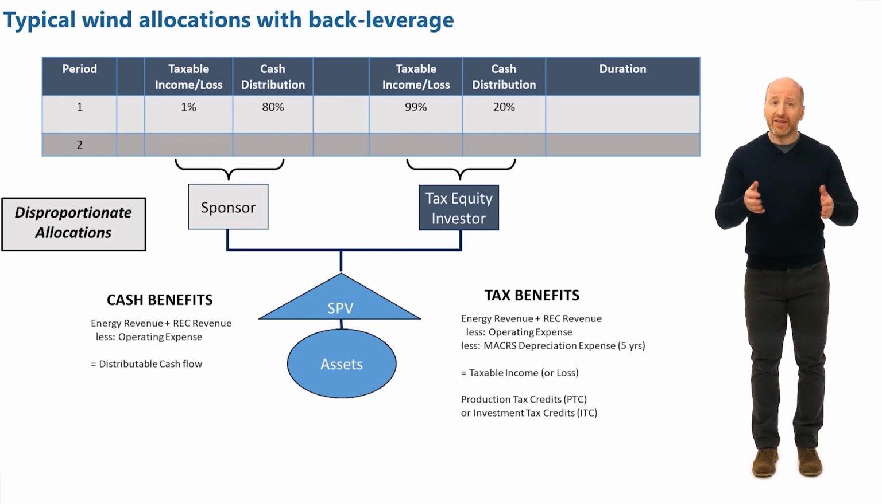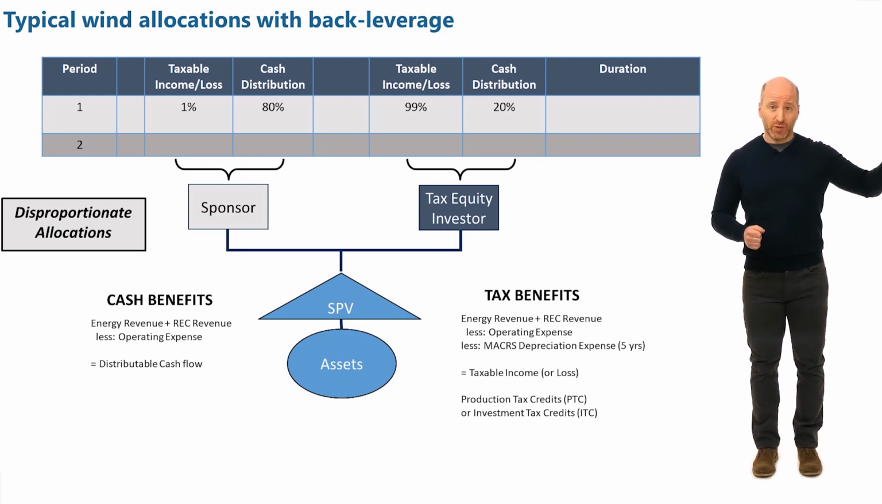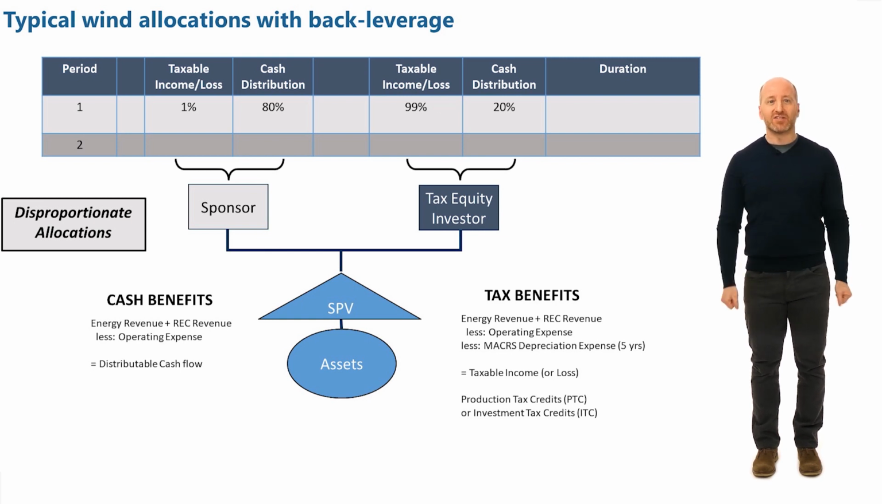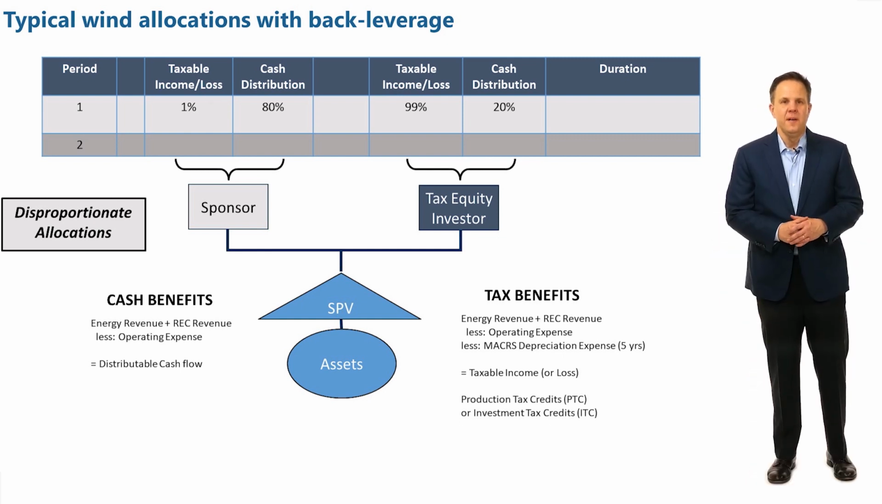In period 1, the pre-flip period, the tax equity investor on the right-hand side takes 99% of the taxable income or the loss and 99% of the tax credits. The remaining 1% is going to go to the sponsor. Why a 99-1 split? Well, tax equity wishes to take as much of the losses and tax credits as possible, but they can't take 100%.